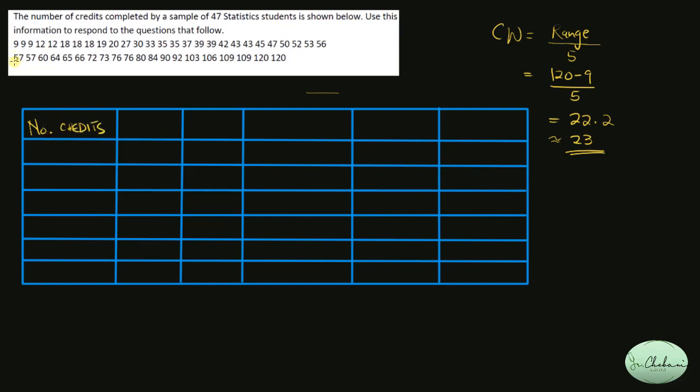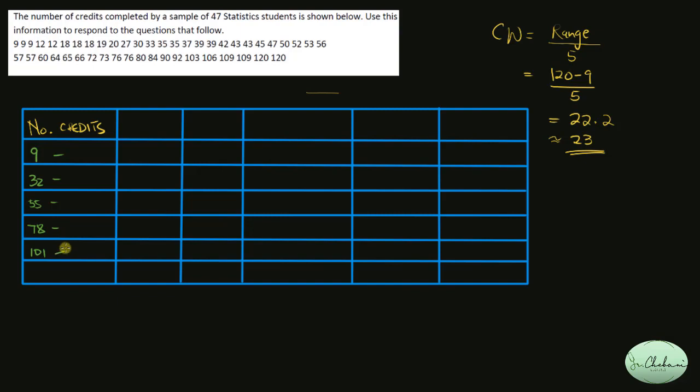To make things easy, we can just start at 9. So we'll start our frequency distribution at 9. So 9 is the lower limit of the first class. Then we list the other lower limits for the other classes. The next one will be 9 plus 23, which is 32. 32 plus 23 is 55. Then 78, and then 101. These are our lower class limits.